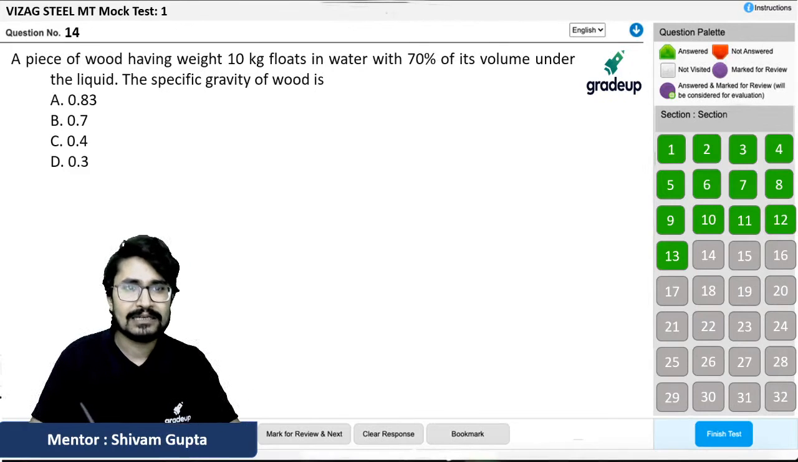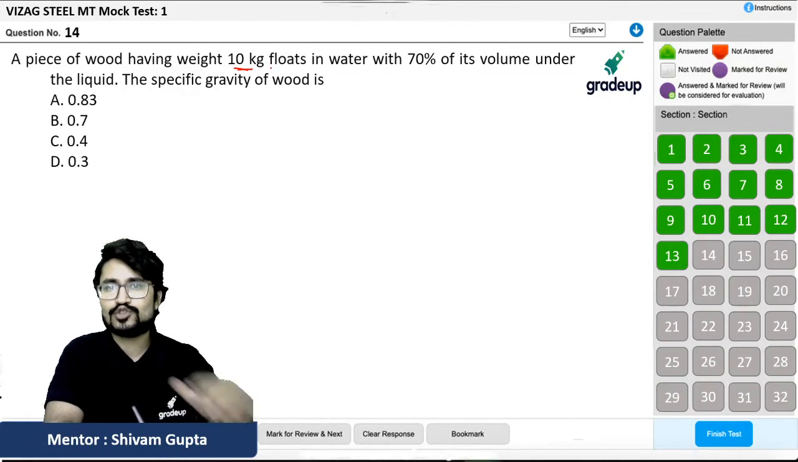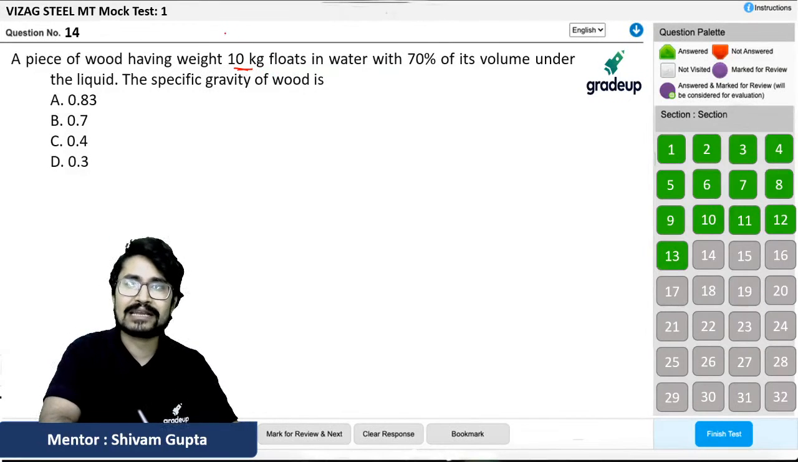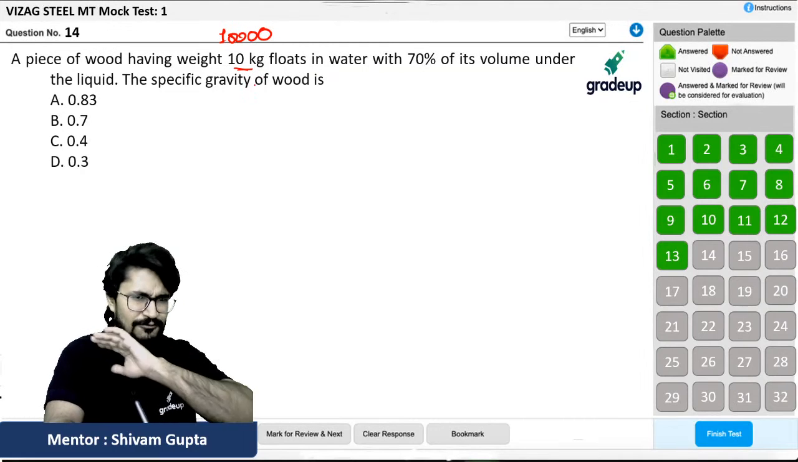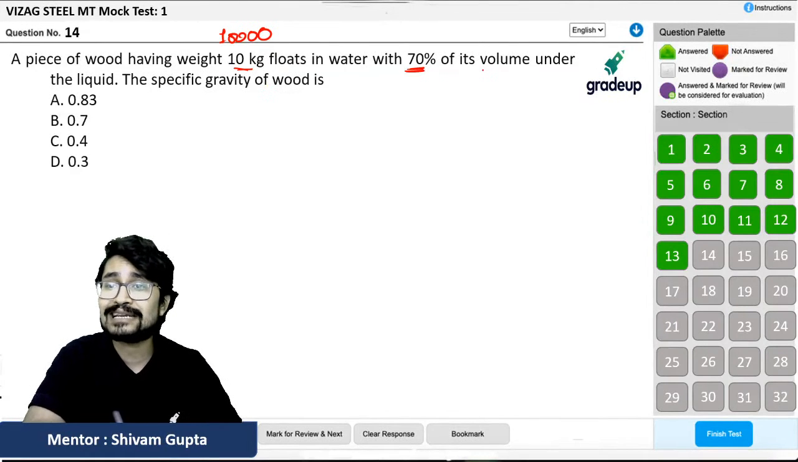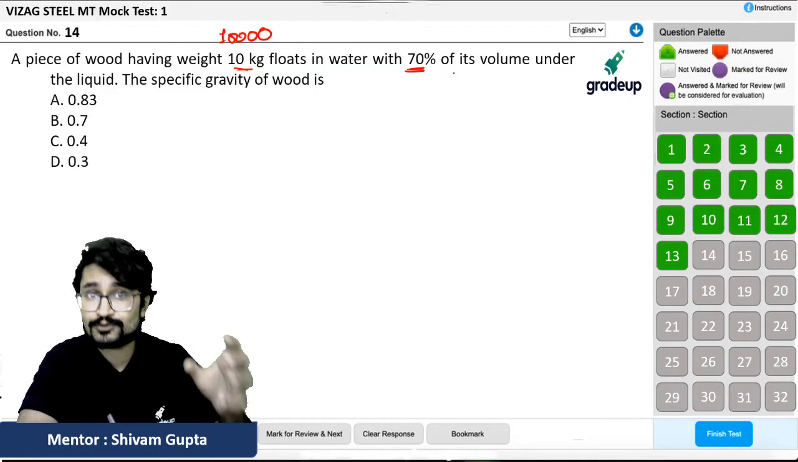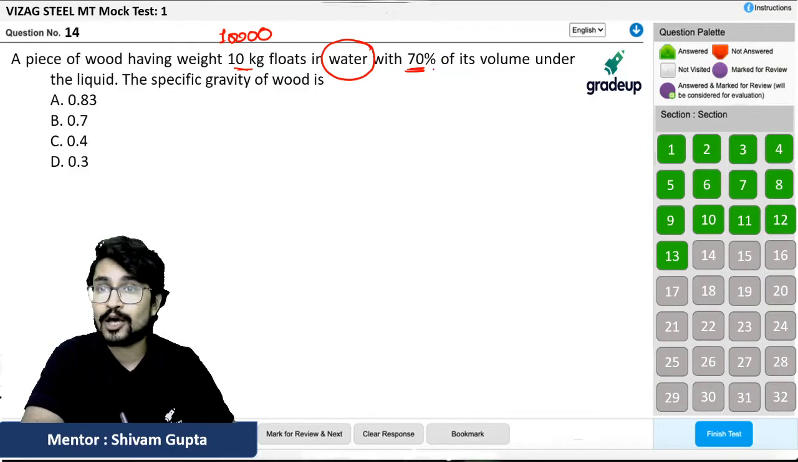See, the wood is having 10 kg. Just forget this 10 kg. It can be 100 kgs, 1000 kgs, or 10,000 kgs. Just forget it. Now see what percent of the volume is under the water. The main thing is the water. Now see the percentage.